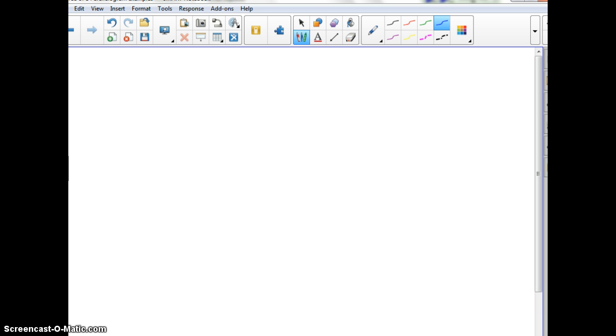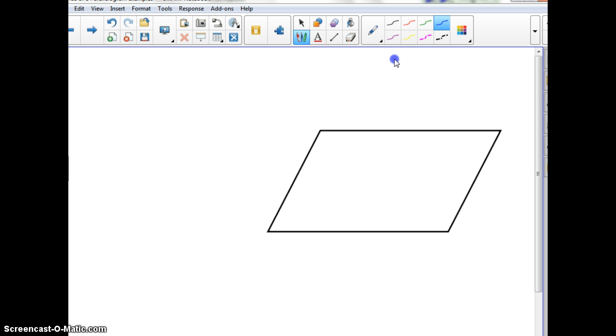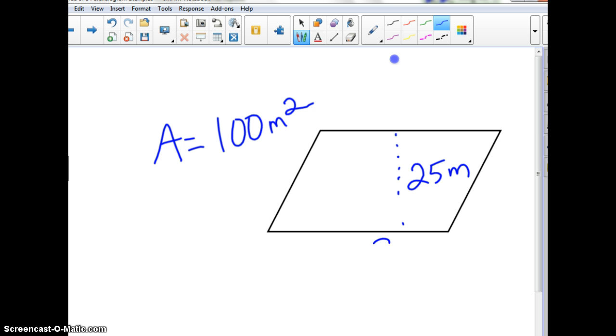Let's try one more. Okay, this time the area is 100 meters squared, and I'm giving you the height of 25 meters. What would our base be? Will? 4 meters. Good work. Okay, grab your iPads and go into that notebook software.